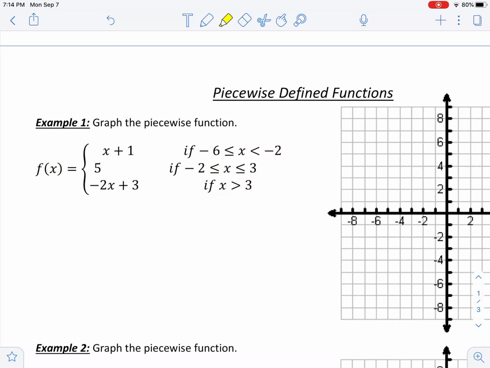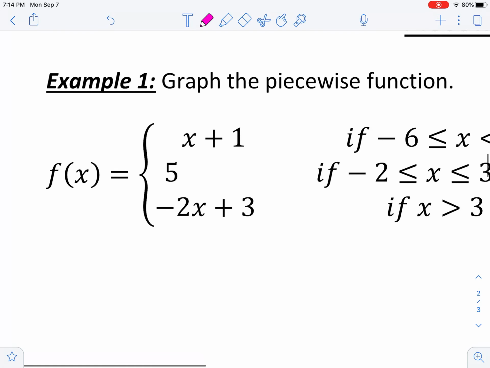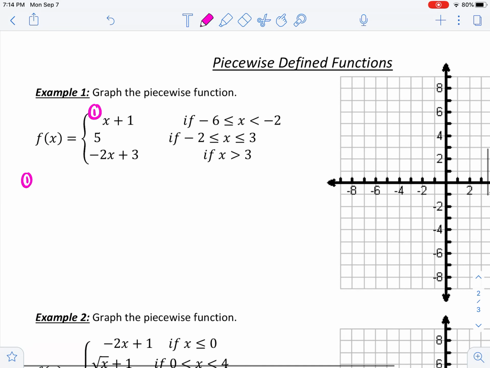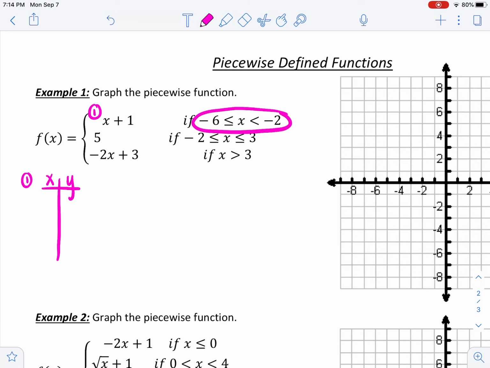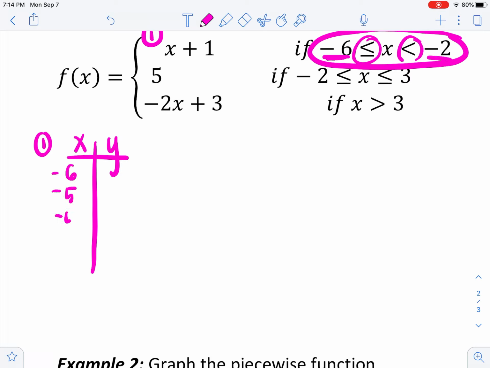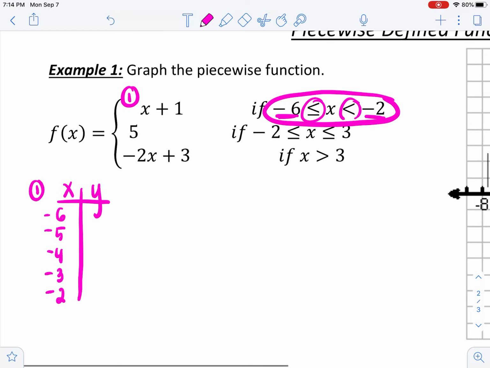So here is how I do this. Start with one piece. I'm going to graph the line y equals x plus 1. Okay, and here's what I do. I make a table of values. What values am I plugging in? These values. -6 through -2. Don't even look at this yet. I'm looking here, -6 through -2. So I'm going to plug in -6, -5, -4, -3, and -2.